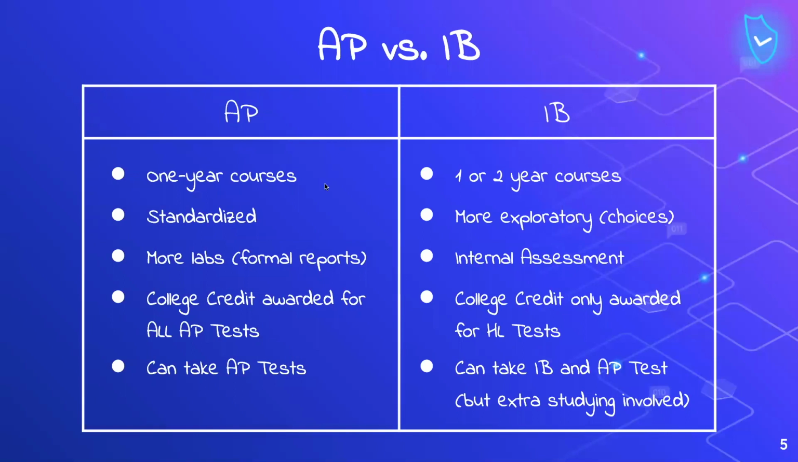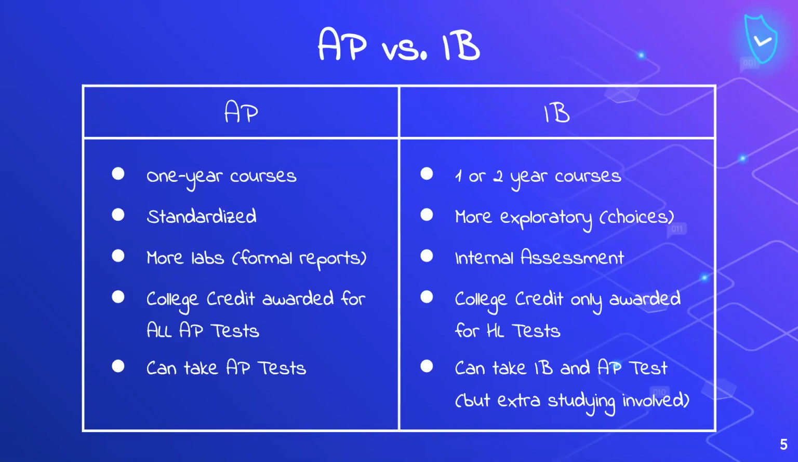AP classes are usually one-year courses, and everyone around the country has pretty much the same standardized curriculum. In AP, we have more labs over the entire year. At the beginning or end of the year, you choose whether you want to take the AP test. If you get a 3 or above, you get the college credit for it. You can take the AP test after you finish the course.